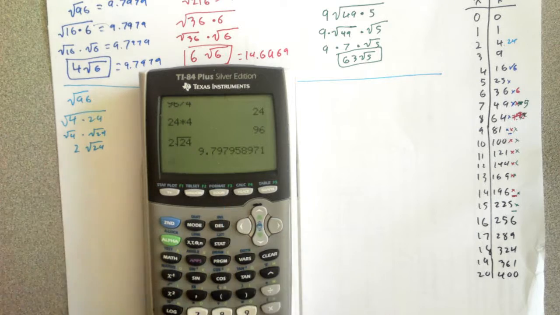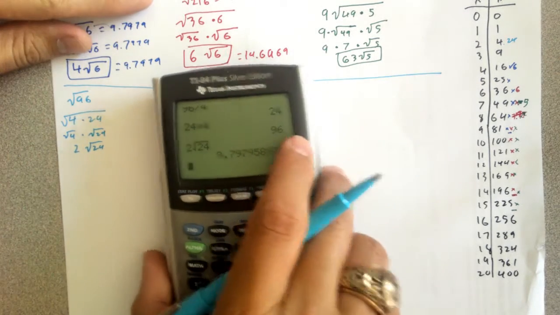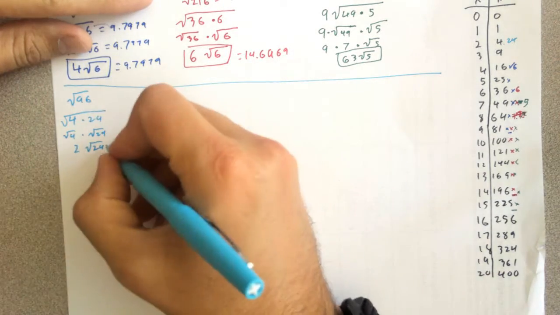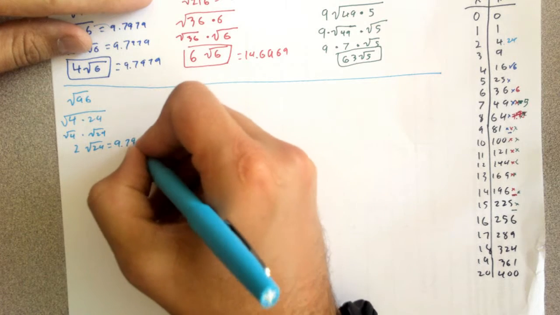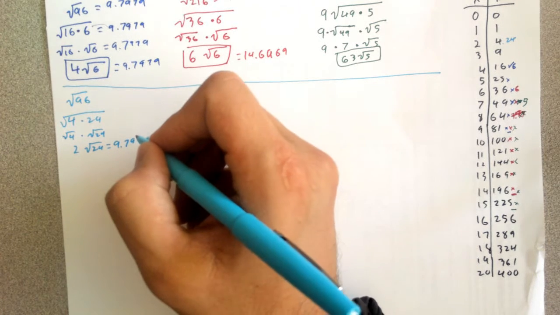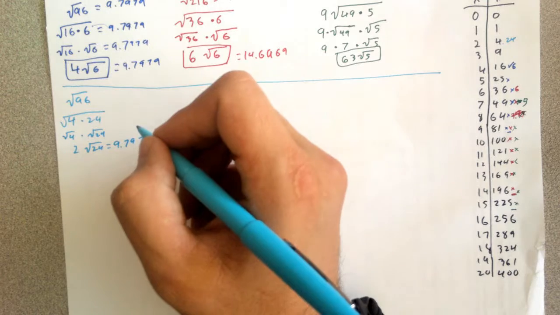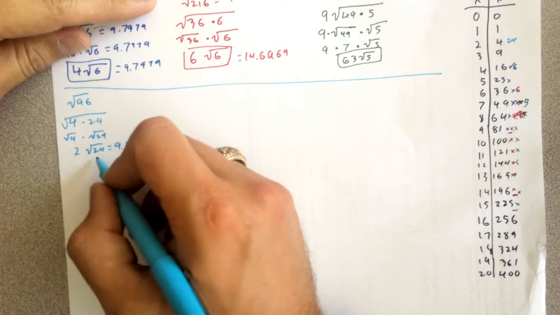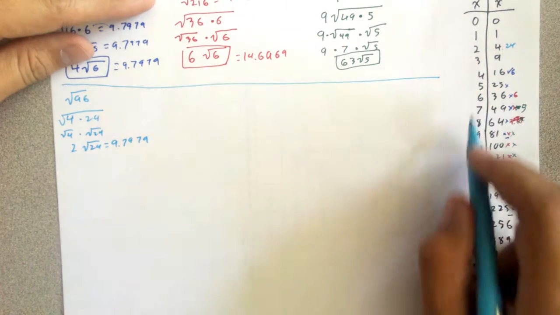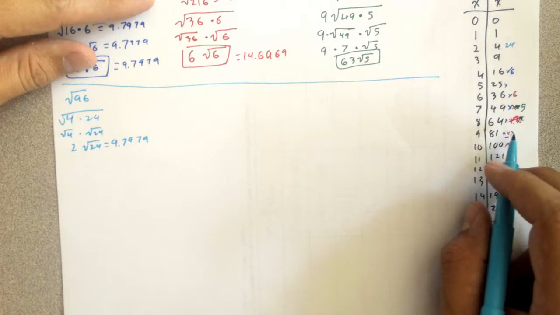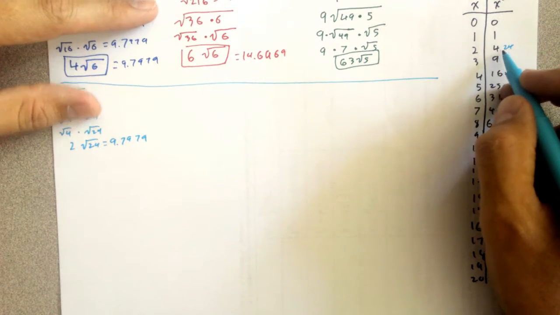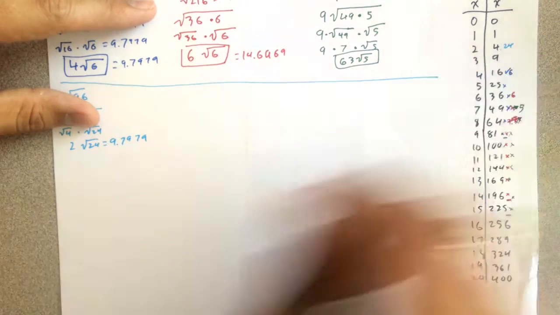I still get 9.7979. And that still equals 9.7979. But this is too big. It's actually divisible by one of these. So what we're going to do is look and say, hey, 4 goes into this again.